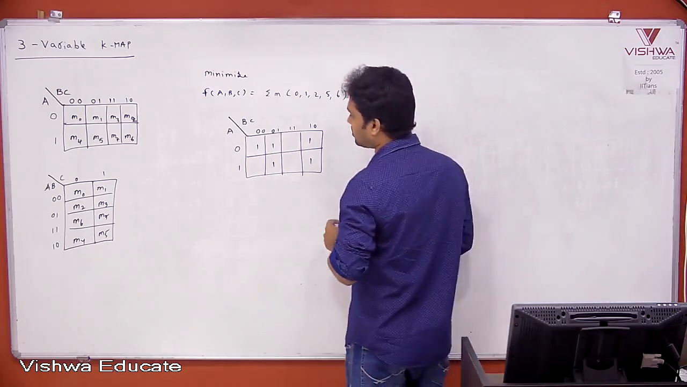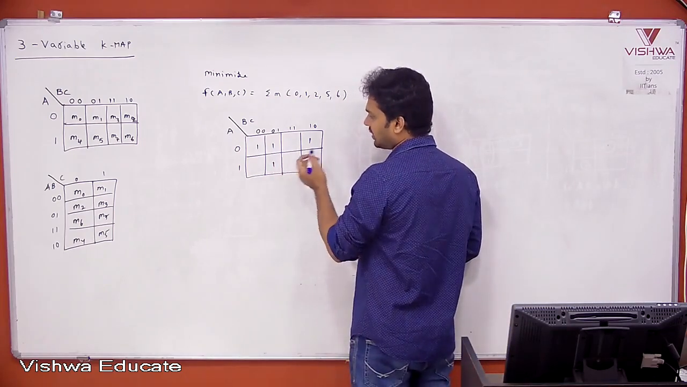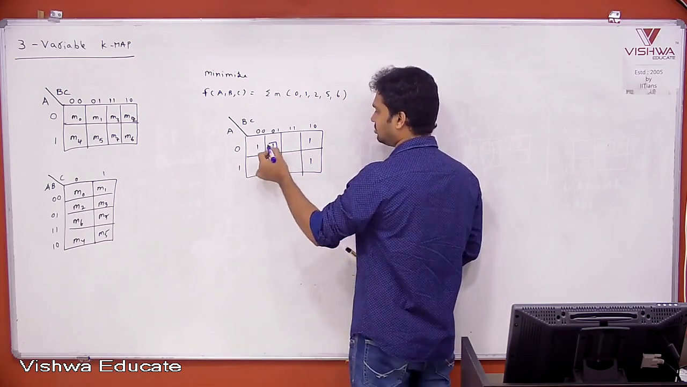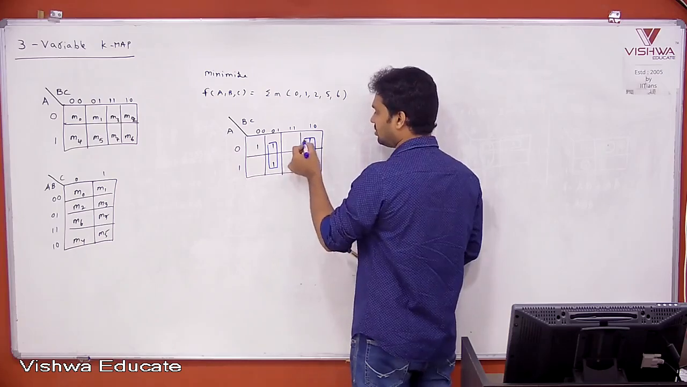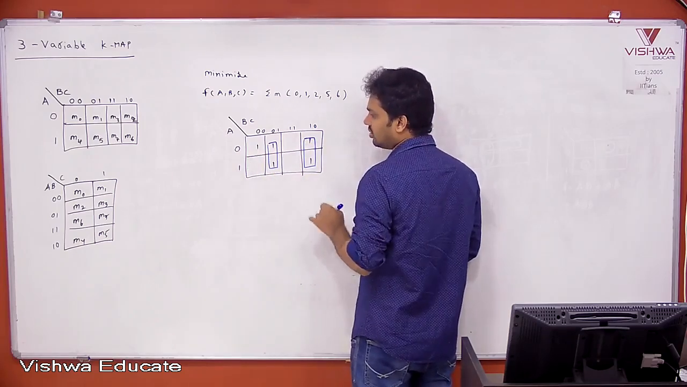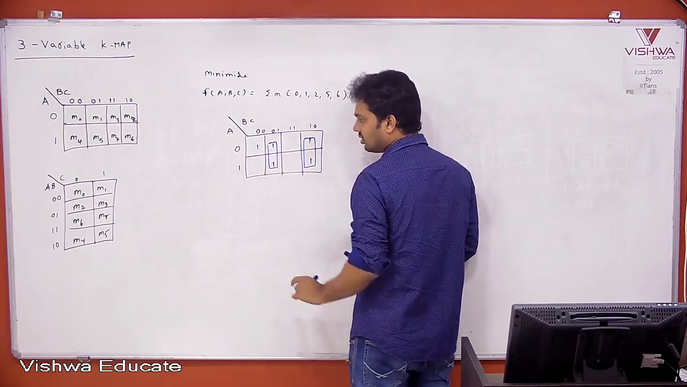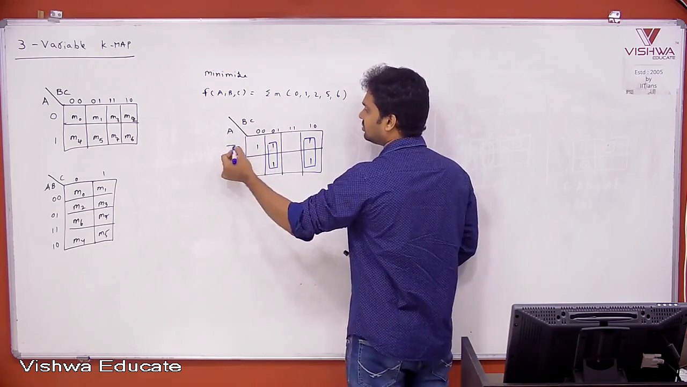Now let us do the minimization. Is there any quad possible? Not possible. I cannot form 4 adjacent cells anywhere. So take a pair. Take a pair. This one is left over. For this one, you take like this, one pair. Nothing wrong. Another way also there.